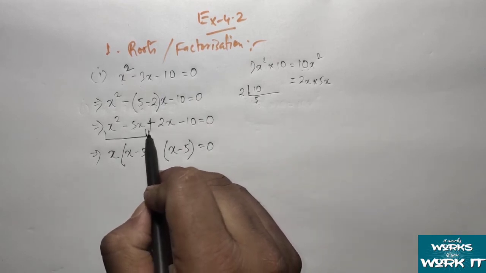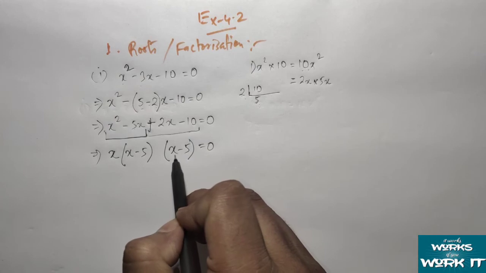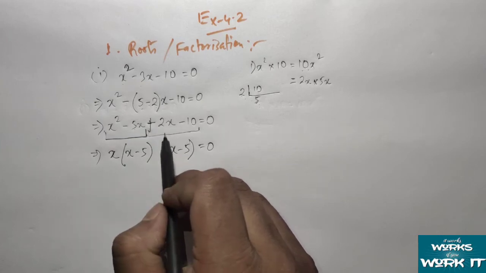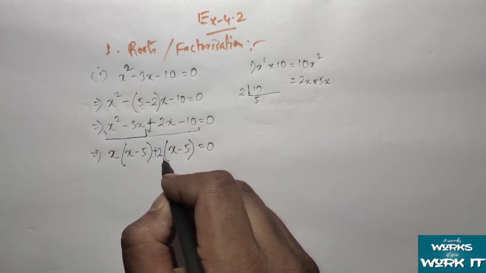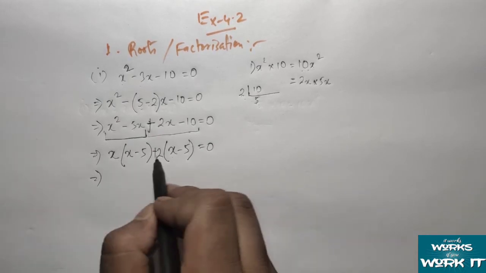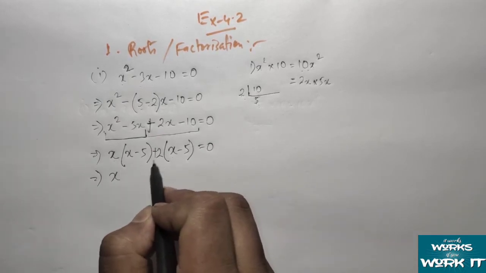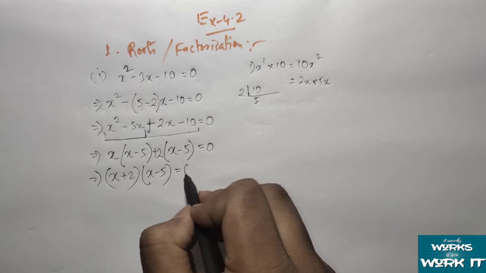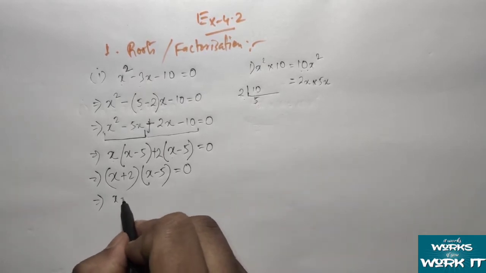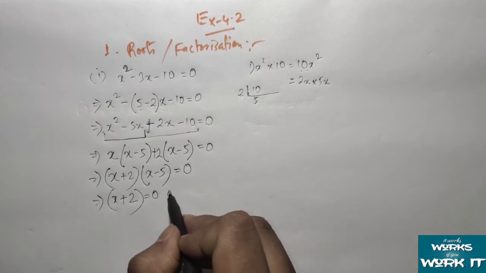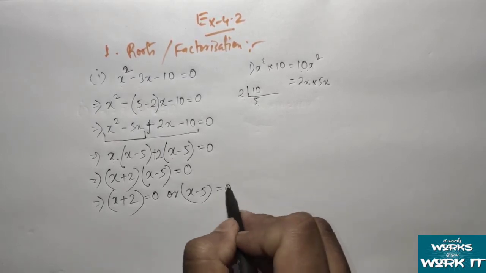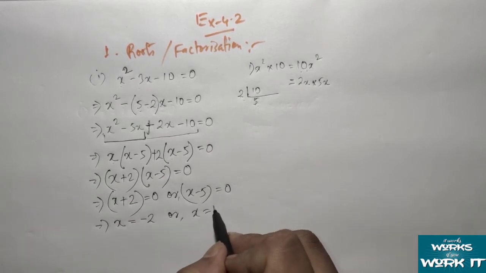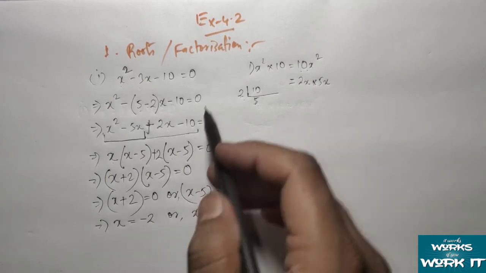Now we have to start from here taking the common factors. So x minus 5 we already have. So what needs to be multiplied with x to get plus 2x? Obviously it will be plus 2. So I will write this x plus 2 at a time, and then x minus 5 I will write here equal to 0. So from here I can use x plus 2 equal to 0 or x minus 5 equal to 0. So from here x will be equal to minus 2 or x will be equal to 5. So these are the two roots we have got from this equation.